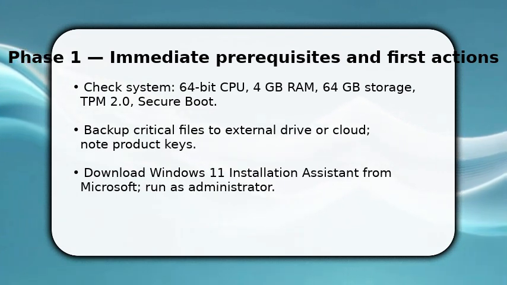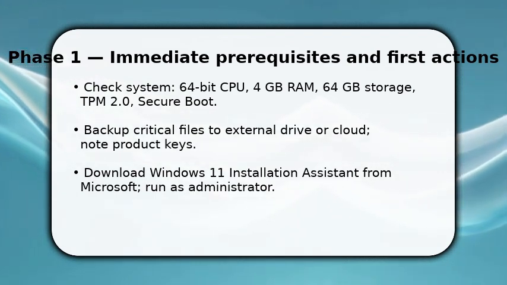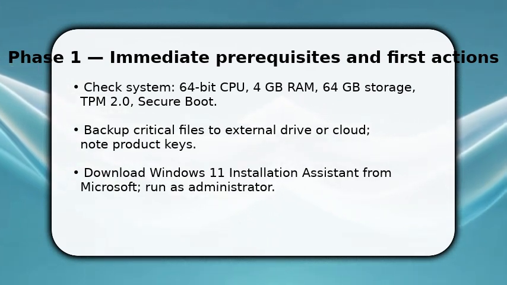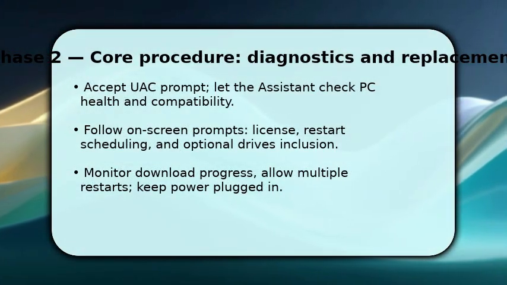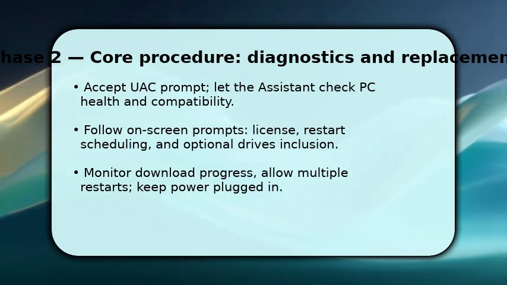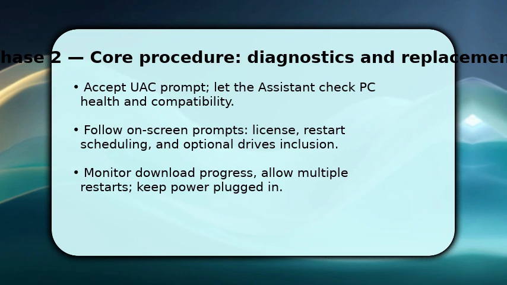Then download the Windows 11 Installation Assistant and right-click to run as administrator. This elevates permissions and allows the tool to check compatibility and begin the upgrade immediately. Once the assistant launches, accept the User Account Control prompt so it can run required checks. The tool performs a PC health check. Resolve any flagged issues before proceeding.